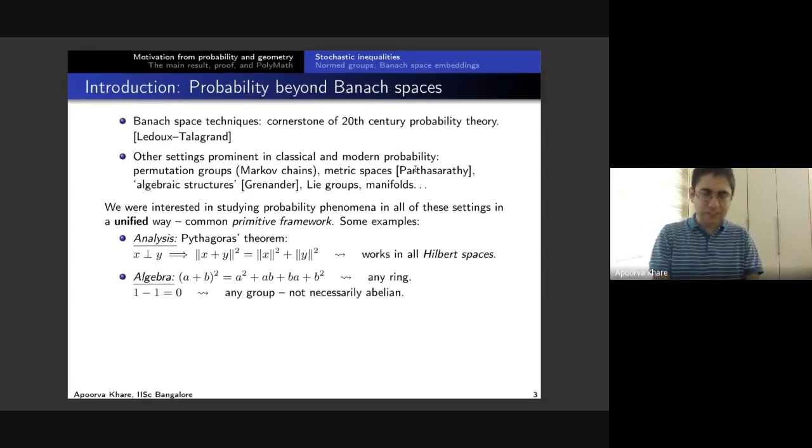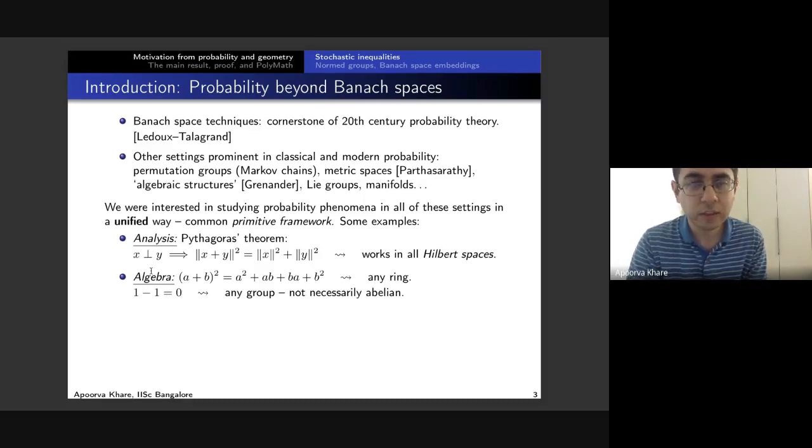Similarly, in algebra, it's even more basic. If you look at this equation, (a+b)² is a² plus ab plus ba plus b². So I don't write 2ab. Then this works in any ring, not commutative, not unital, any ring. This is always true. Even more basic, if I look at 1 minus 1 is 0, this is not necessary to be used as real numbers. I can work in any group. What this is really saying is g times g inverse is the identity. And that works in any group.